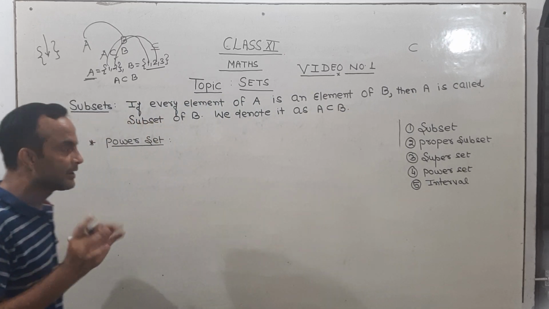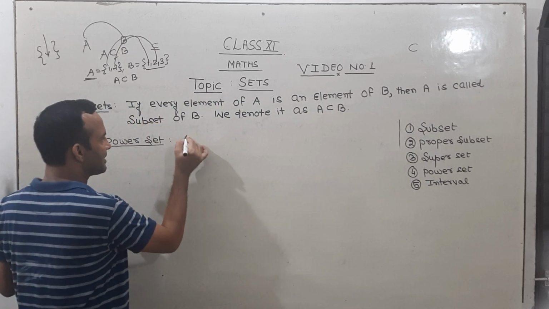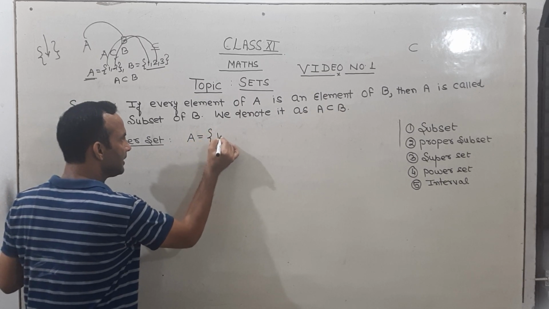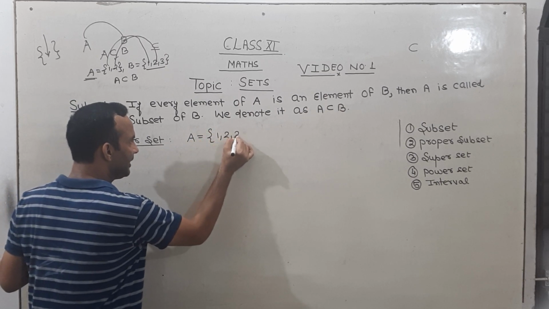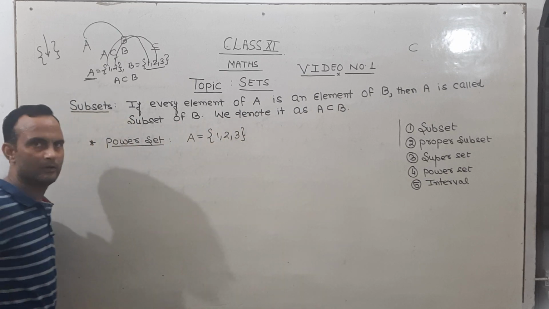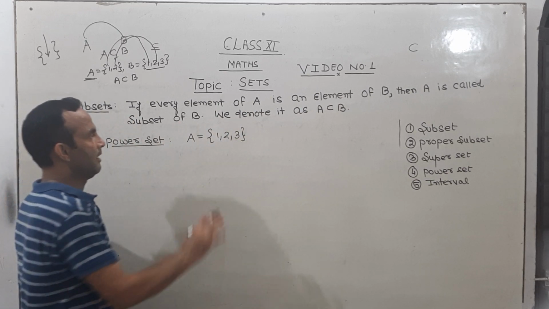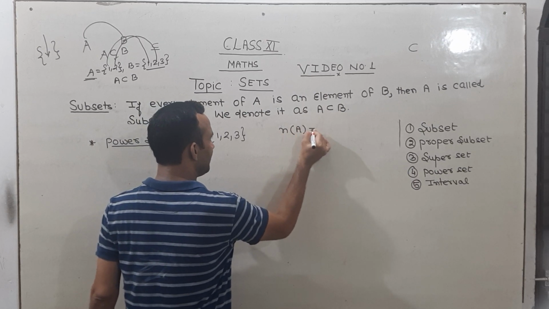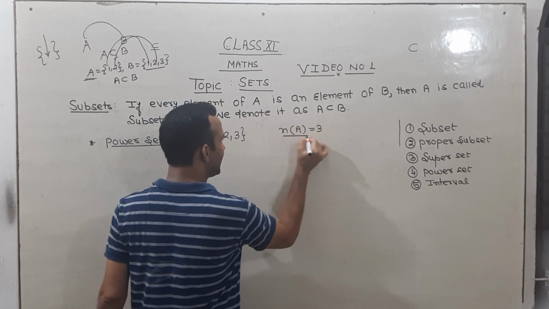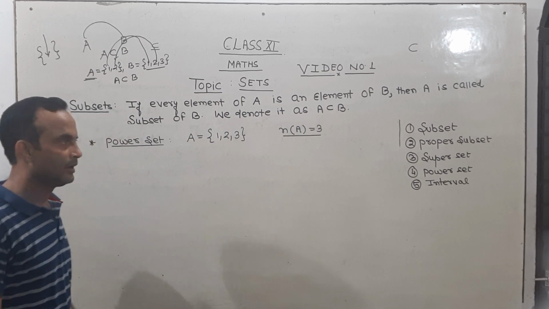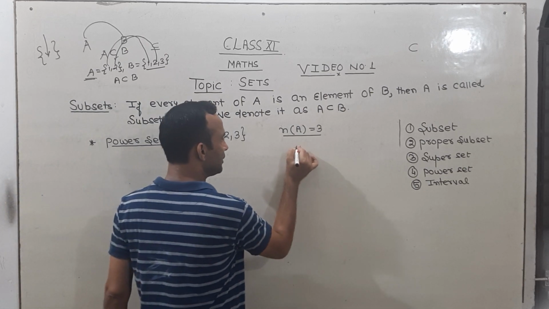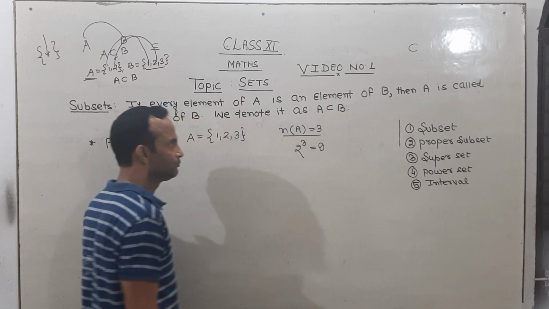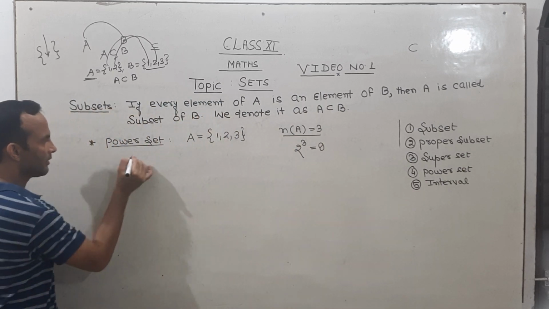This definition is clear with the help of an example. See, let us suppose that A is a set having the elements 1, 2, 3. Cardinal number of set is what? 3, means number of elements present in set A is 3. Number of subsets is 2 raised to the power 3, which is equal to 8. So write down its subsets.